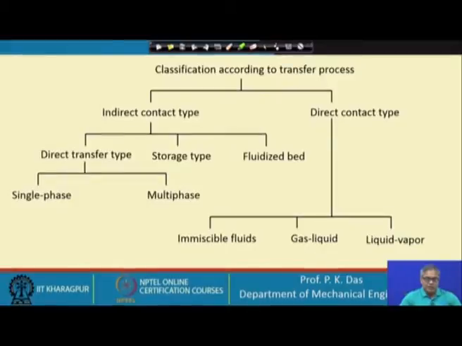Some of the heat exchangers we will describe and show while telling you the classification. Otherwise, the other heat exchangers we will deal with later on in detail. So, at this moment it is important to know the types, and I also encourage you to search the literature to get some information regarding the types of heat exchangers we are discussing during classification.